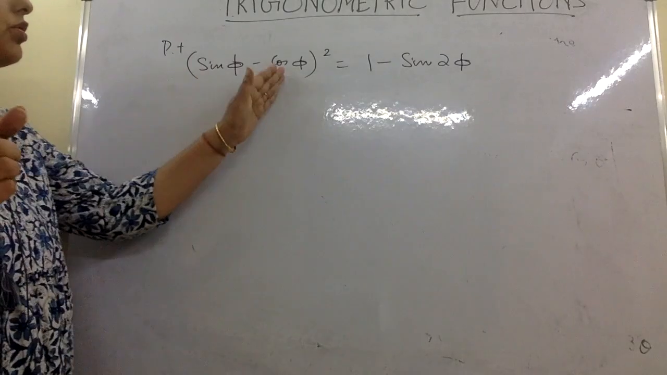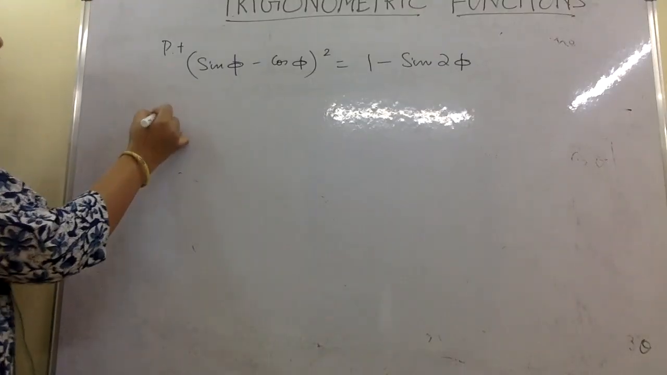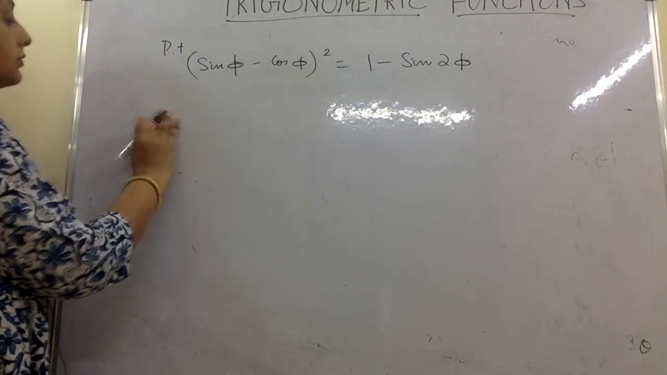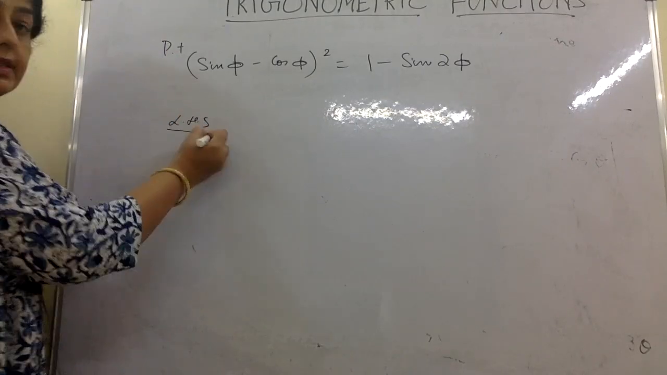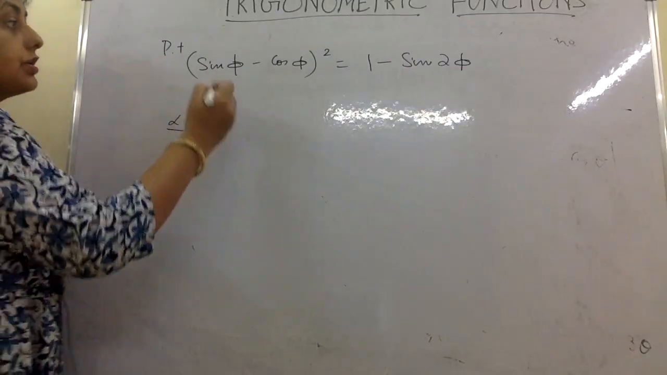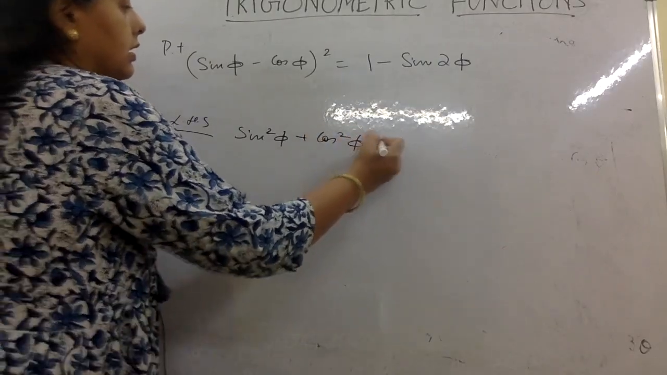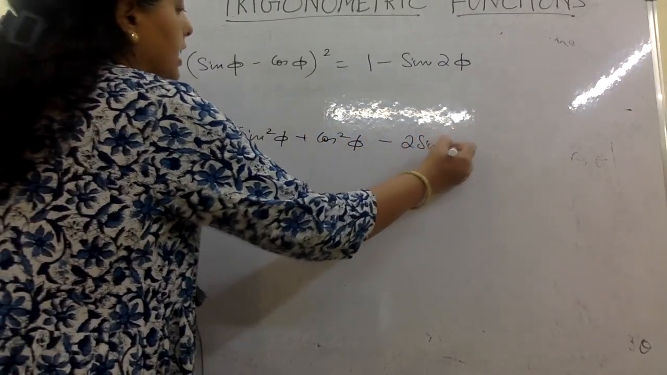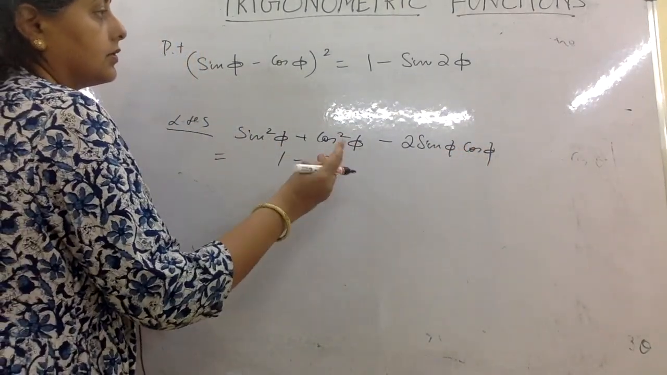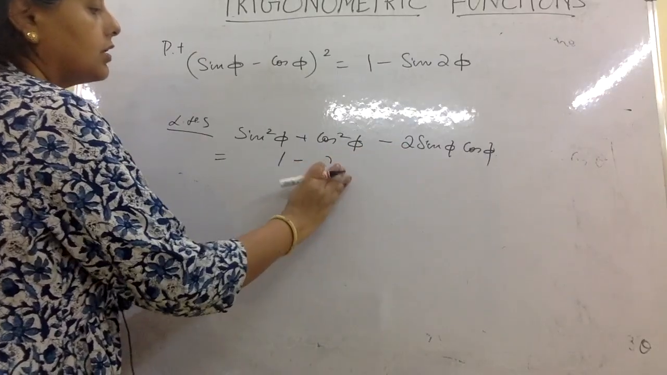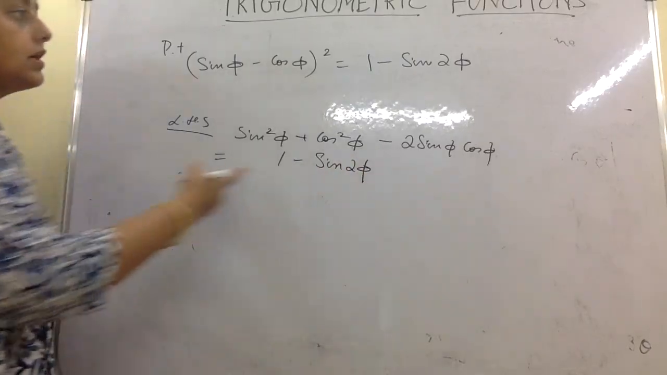Sin phi minus cos phi whole square is 1 minus sin 2 phi. Now how do you prove this? We have to prove this. Okay, we will start from the LHS. The LHS will be sin square phi plus cos square phi minus 2 sin phi cos phi. Okay, that is 1 minus, again using an identity, 2 sin phi cos phi is sin 2 phi. Done. That is our RHS.